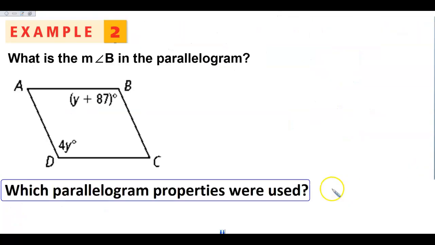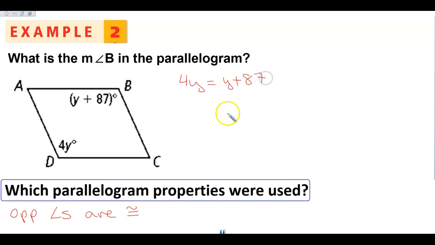All right, let's take a look at the next one. We are looking at angle B has an expression and angle D has an expression. Those angles are across from each other. So the property that we are going to use is that opposite angles are congruent. So I'm going to set 4y equal to y plus 87. I'm going to subtract y from both sides, and I'm going to get that 3y is equal to 87. And I'm going to divide both sides by 3 to get that y is equal to 29.